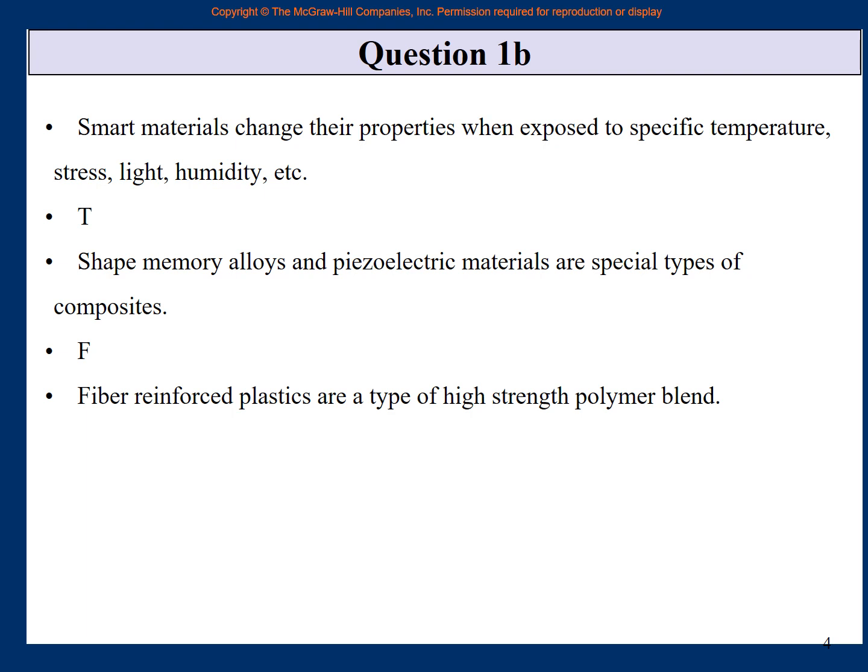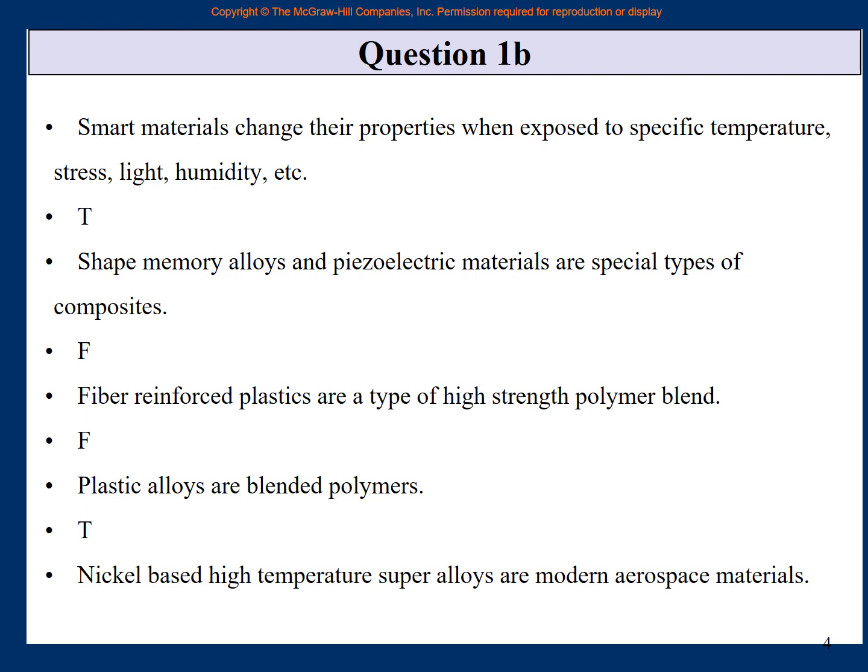Fiber reinforced plastics are a type of high strength polymer blend. What is your answer? It is false, because fiber reinforced materials are composites. Next, plastic alloys are blended polymers. So these are two names, plastic alloys or blended polymers. Are they the same thing? Yes, this is true. Last one on this slide: nickel based high temperature super alloys are modern aerospace materials. What is your answer? Yes, it is true. So these were the multiple choice and the true false parts.